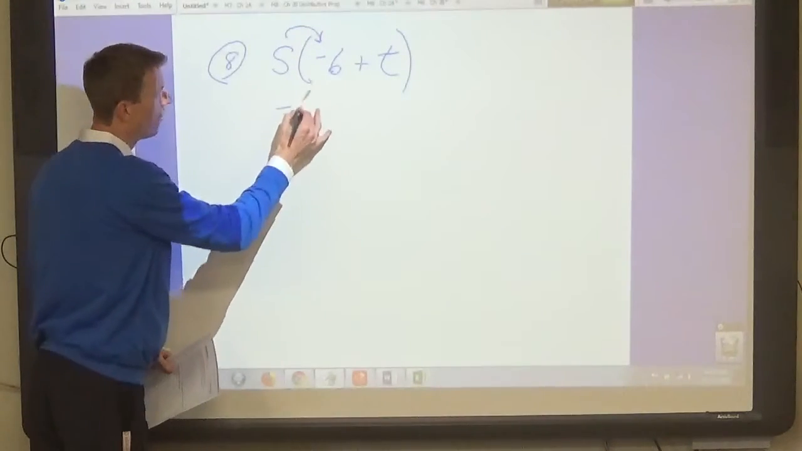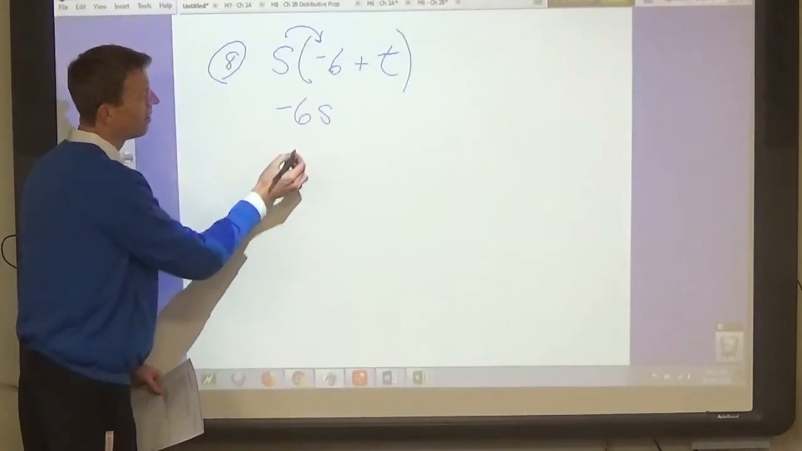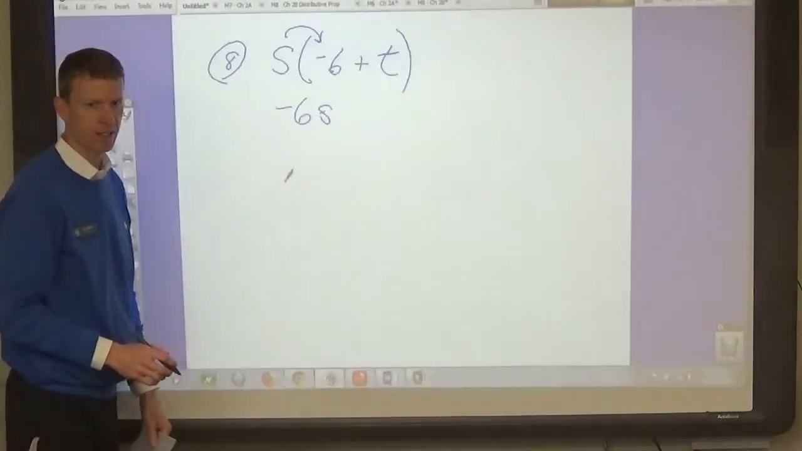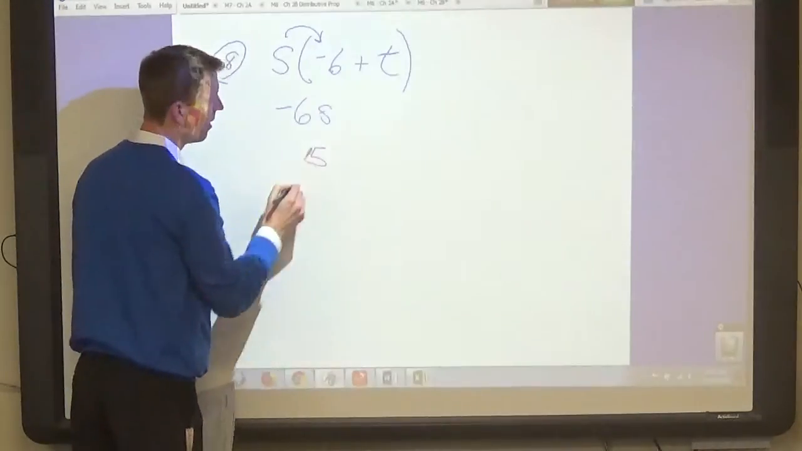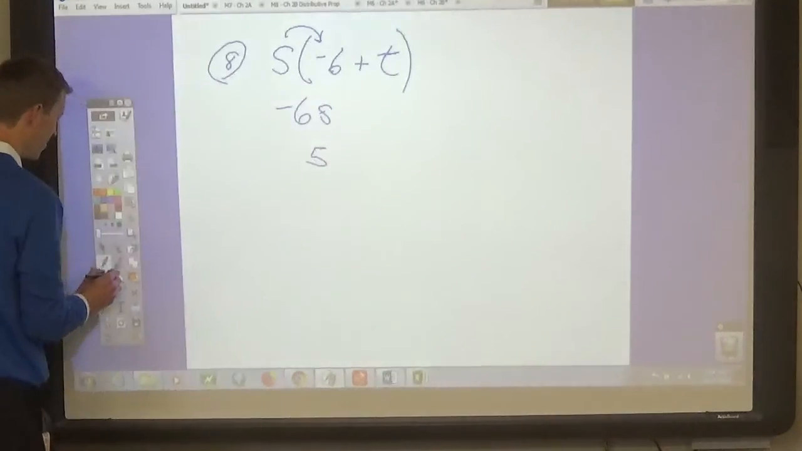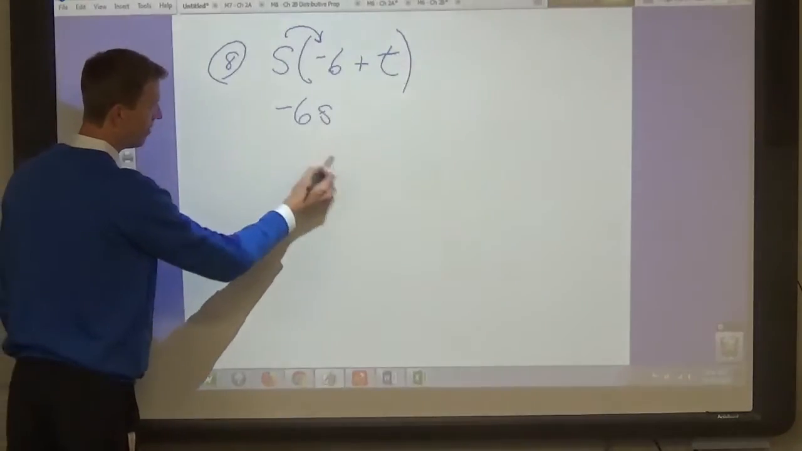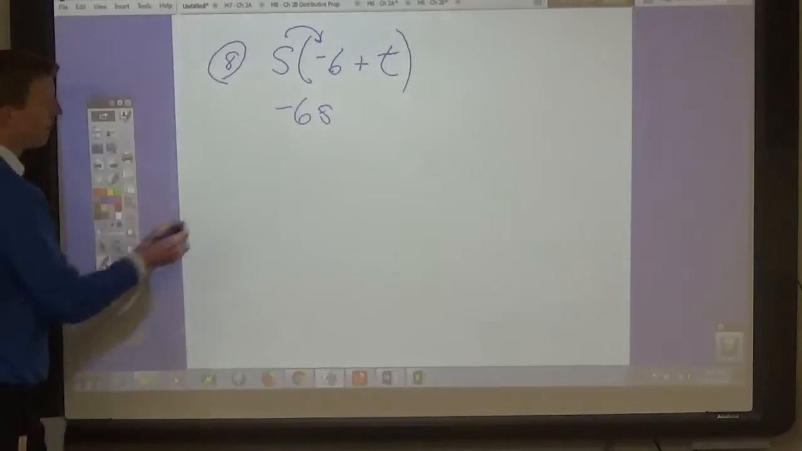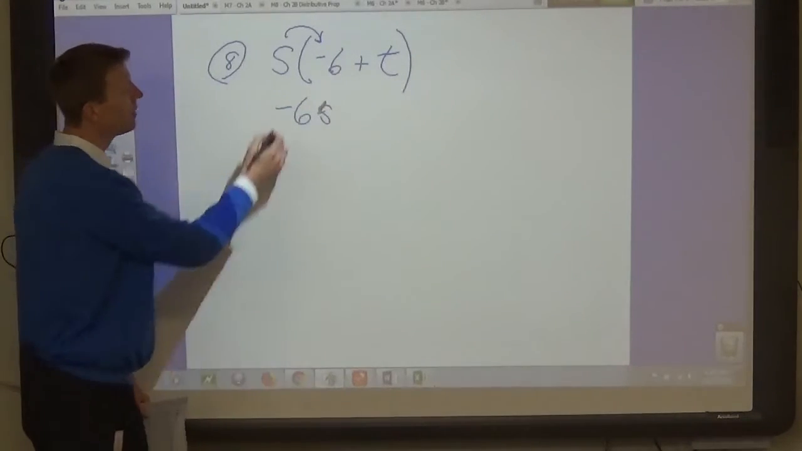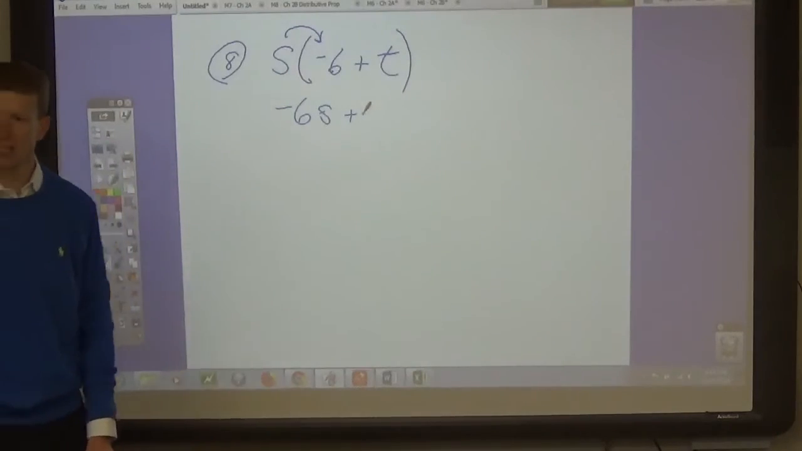It's negative 6s. Now also when you're making s's, you can either put a little dash there to show that it's an s. Try not to make it like that because that looks like a 5. Another little nugget for you. Sometimes you'll see the s's with a little line through it. So this is negative 6s plus s times t.